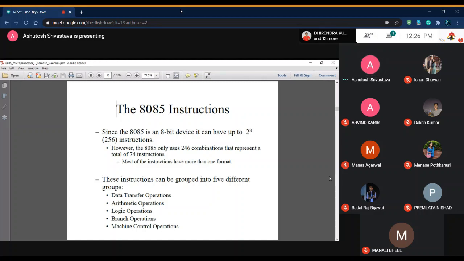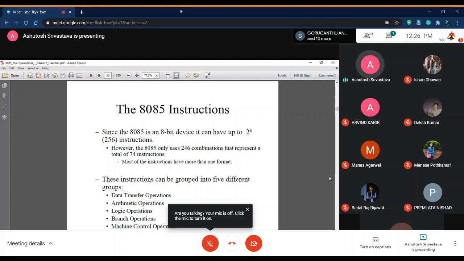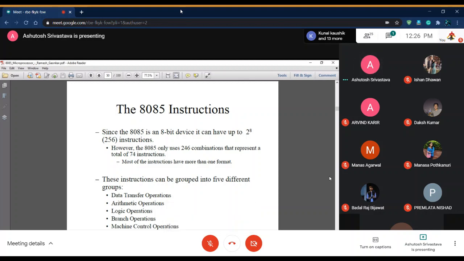And this cycle continues till all your instructions within the CPU are executed in a sequential manner. So what are the types of instructions? They have been classified or grouped into 5 different formats, groups. The first one being the data transfer operations.